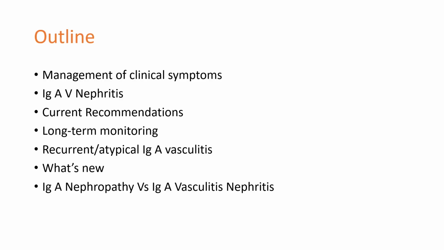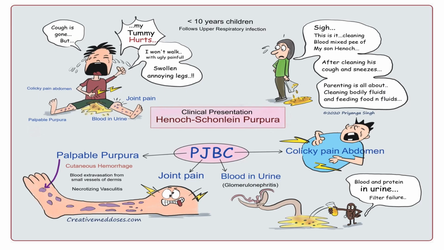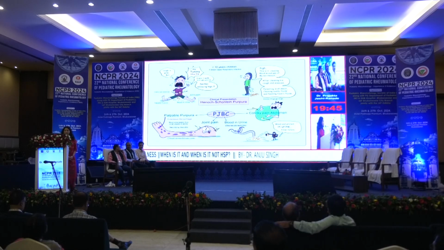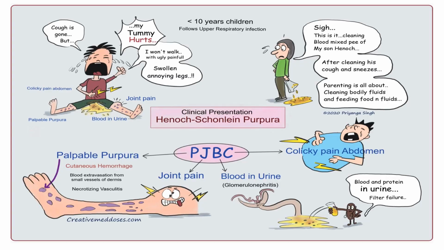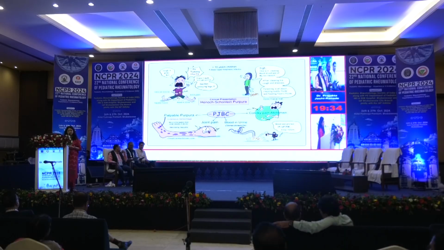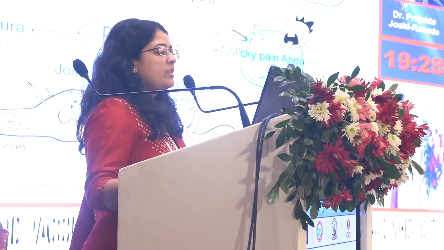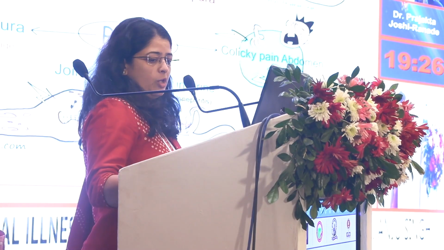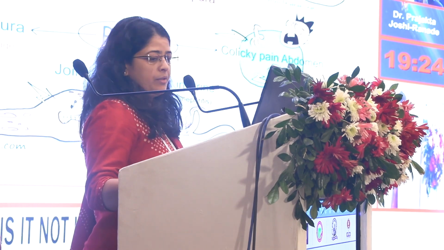So this is the outline of my talk today. By now, we all know when it is HSP or IgA vasculitis. Palpable purpura and joint pain are the commonest symptoms with which the patient is going to present to us. And then as a clinician, the onus is on us to dive deep to look for the other systemic involvement which are going to contribute to the long-term morbidity and mortality in these patients. So the onus is on us to look for GI and renal involvement or any other systemic involvement.